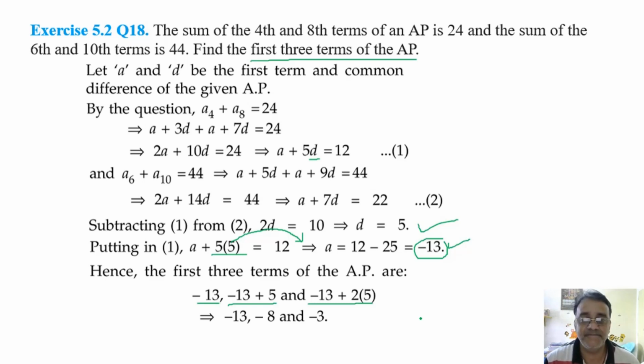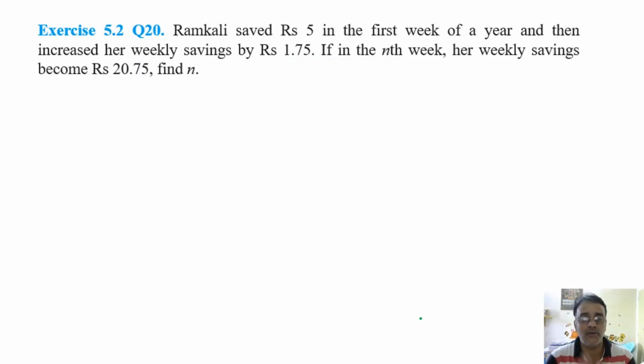Any doubt here? No, sir. Okay, now we'll go through one word problem. Ramkali saved rupees 5 in the first week of a year and then increased her weekly savings every week by rupees 1.75. If in the nth week her weekly savings become rupees 20.75, find the value of n.